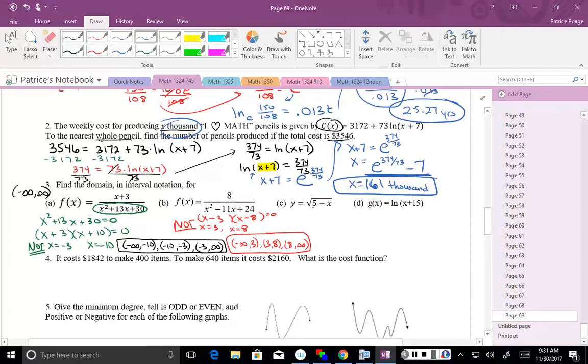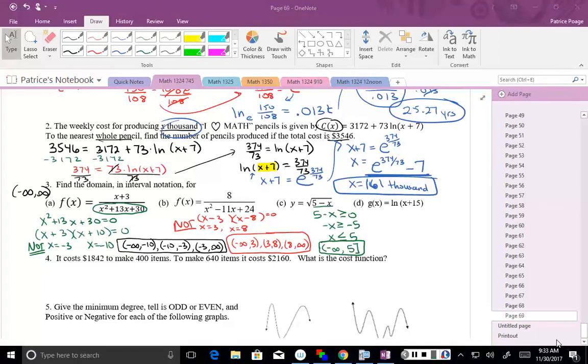For part C, we have an even-rooted radical. So whatever's underneath has to be greater than or equal to 0. So 5 minus x is greater than or equal to 0. If I subtract 5 to the other side, I get negative x is greater than or equal to negative 5. Right here I'm going to divide by a negative, so my sign's going to flip the other direction. And I'll get x is less than or equal to 5. So writing this out, 5 is the largest it can be. So it can go from negative infinity all the way up to 5 and equal 5 on that one.